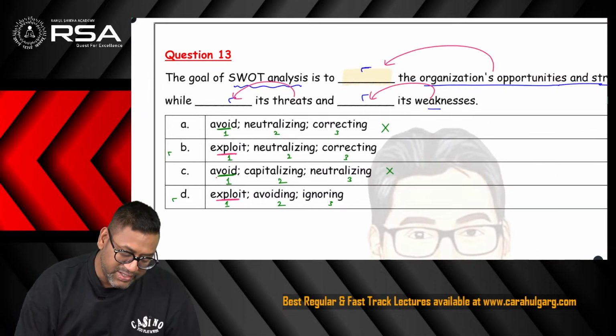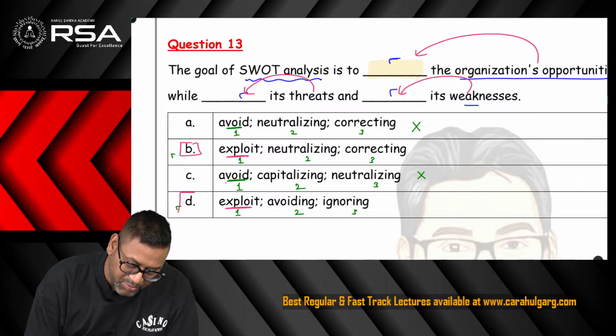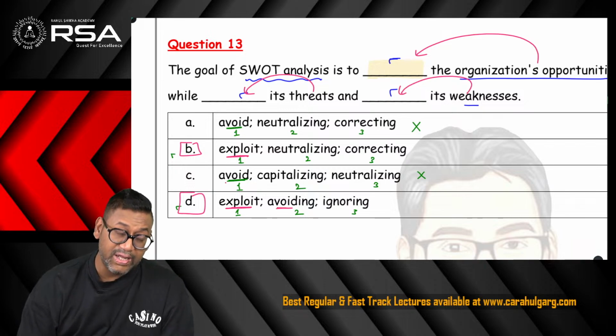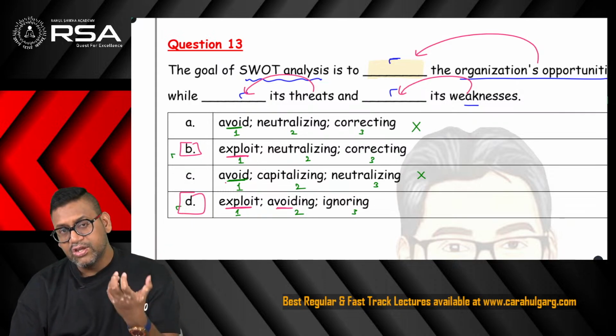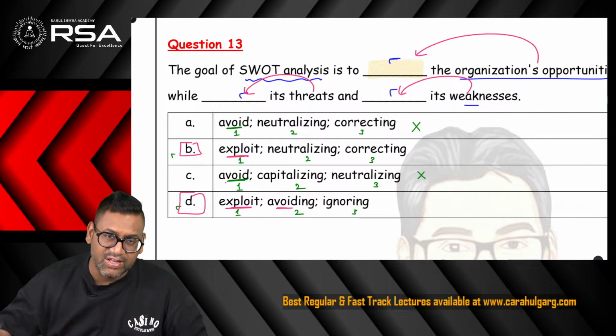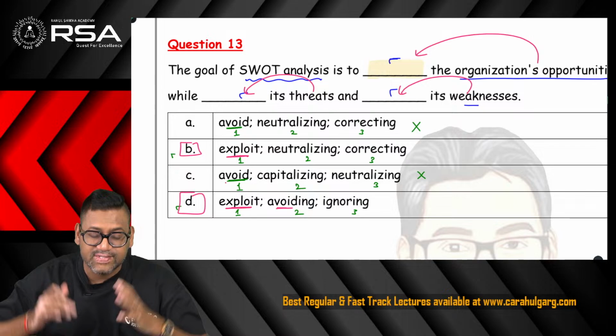Then while dash its threats, just remember we have to think only between B and D. So D says while avoiding the threats. How can you avoid the threat in a competitive world? If you know that a certain threat is coming, you cannot just say, I cannot see it. It is just like you go to a jungle and a lion comes suddenly in front of you and you close your eyes.